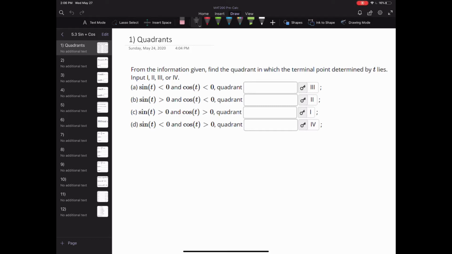Welcome back, guys. We're going to look at Unit 5, Section 3, which is basically just about sine and cosine, maybe a little tangent. Let's just start. From the information given, find the quadrant in which the terminal point determined by t lies. Okay, so here's what we need to know.